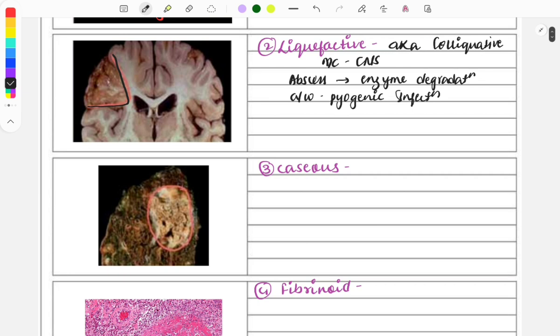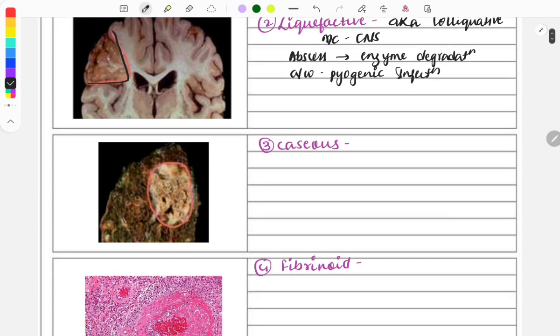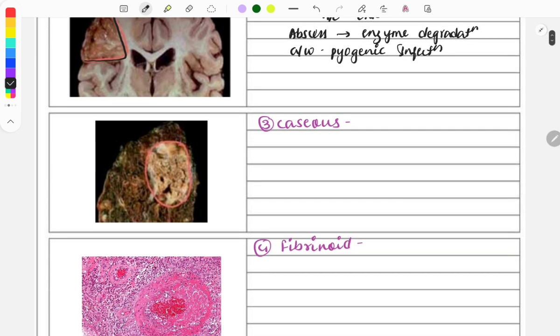Then moving on to caseous necrosis. Caseous necrosis is a very favorite question of the FMGE because it is associated with TB, and TB is the most important topic for the FMGE. In this image, the necrotic part looks like cheese. It gives a cheesy appearance, so this is called the cheese-like appearance. Along with TB, this is seen in various other infections like fungal infection and syphilis. So you need to remember these points as well.